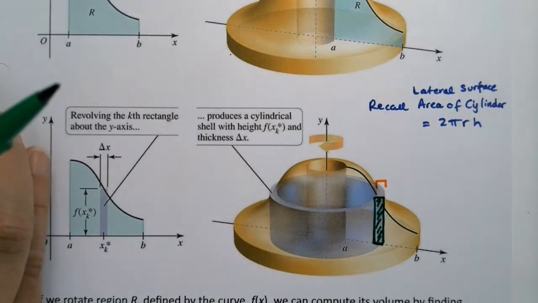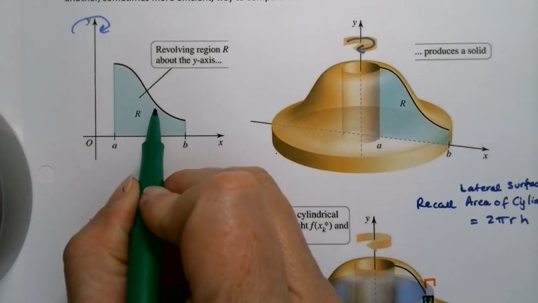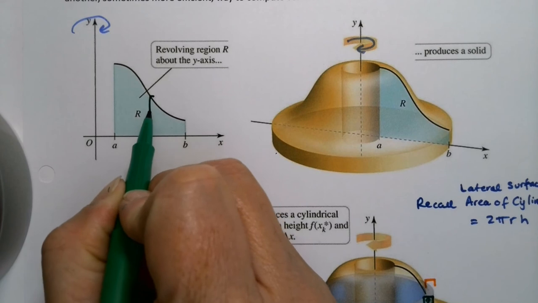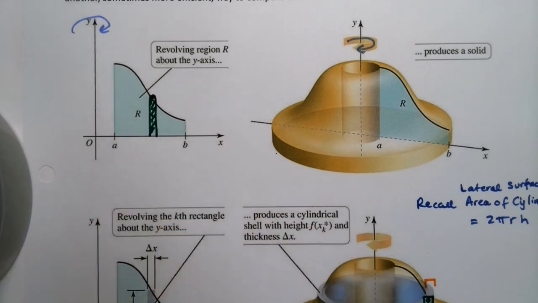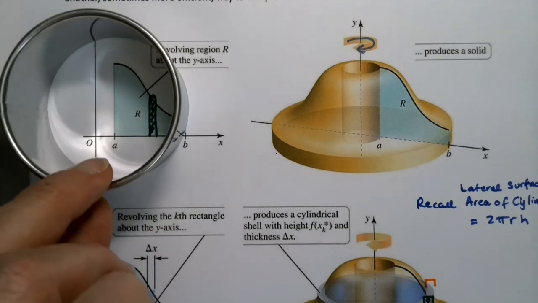That's how you form these cylindrical shells. If you look back at the region right here, we're taking a rectangle. We swing it around the axis of rotation and it forms a ring, right? It forms a cylindrical shell.